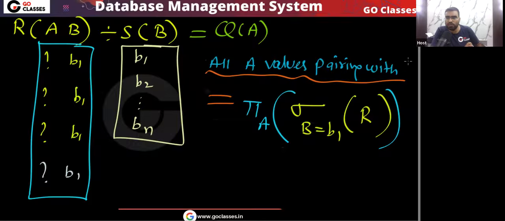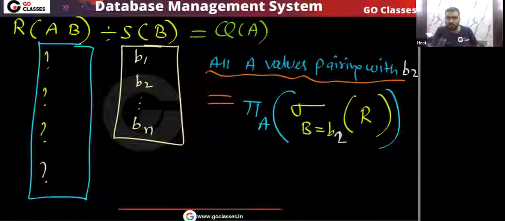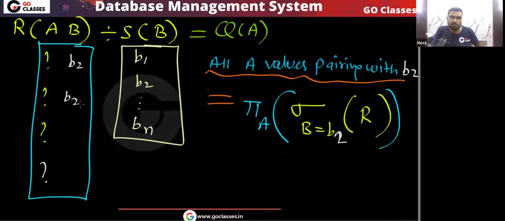Okay. The same thing I will do with B2. For B2, the equation will change like this, because I will find A values pairing with B2. Which A values are pairing with B2? This is what I will find. Correct. Like this, and so on. So finally, I will take the intersection of all of them.